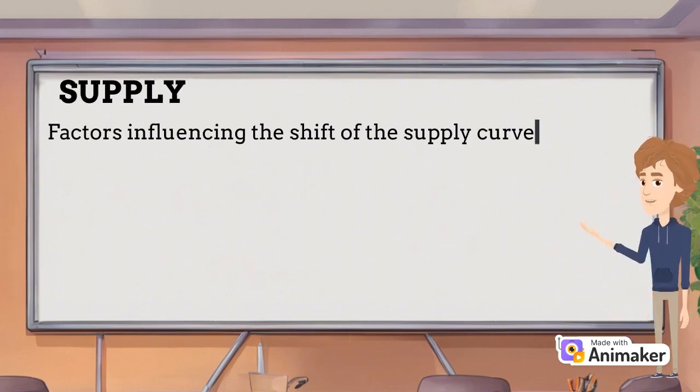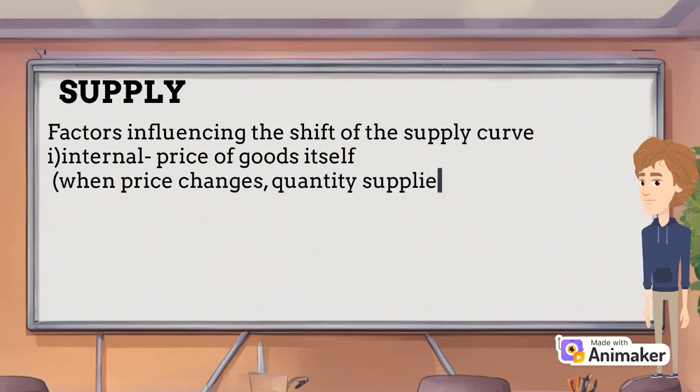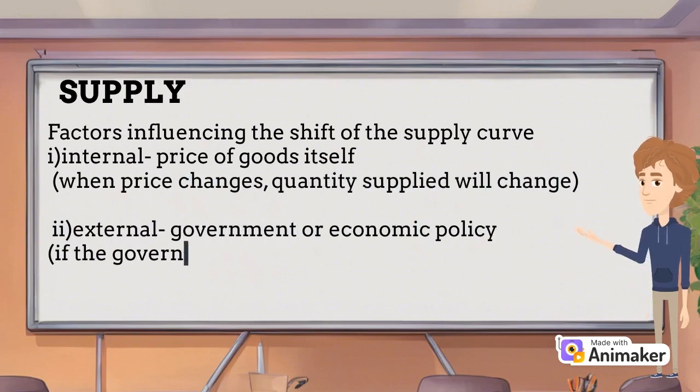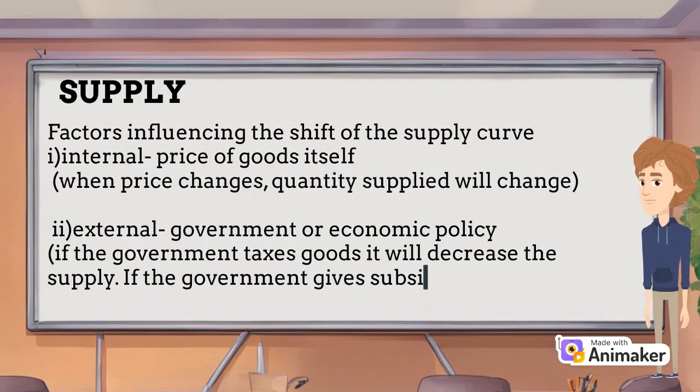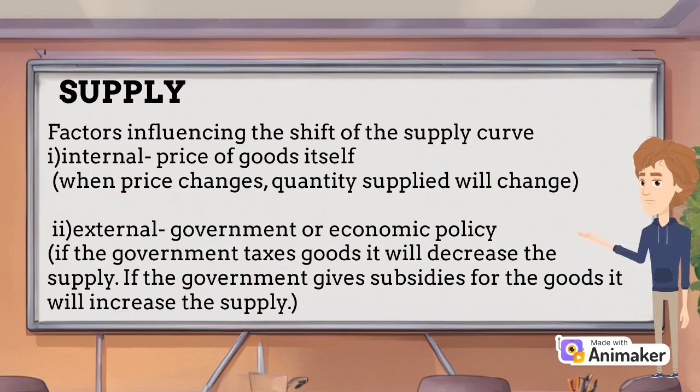Now, factors that influence the shift of the supply curve. The first internal factor is the price of the goods itself. When the price of a good changes, the quantity supplied of the goods will also change. Secondly, one external factor is government or economic policies. If the government taxes goods, it will decrease the supply. However, if the government gives subsidies for the goods, then it will increase the supply.